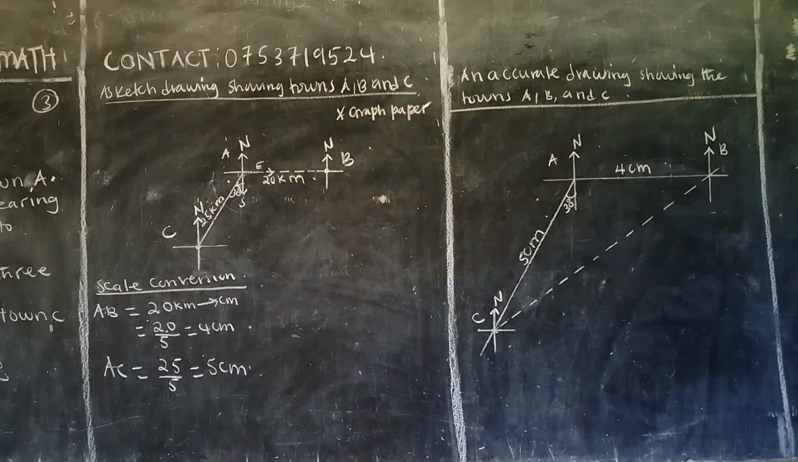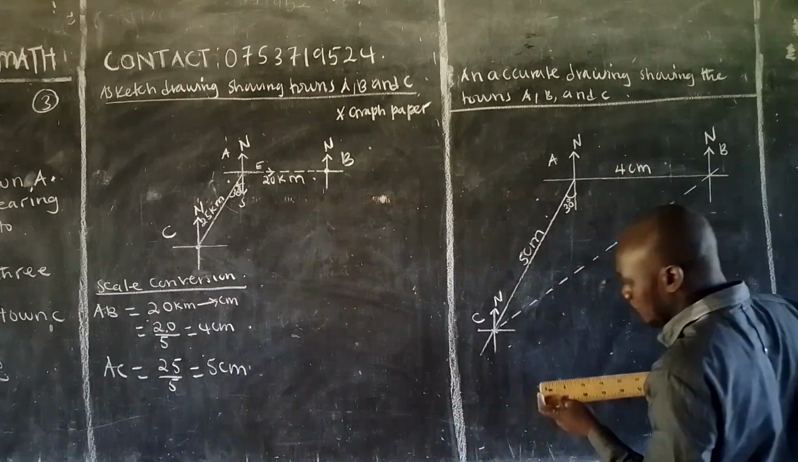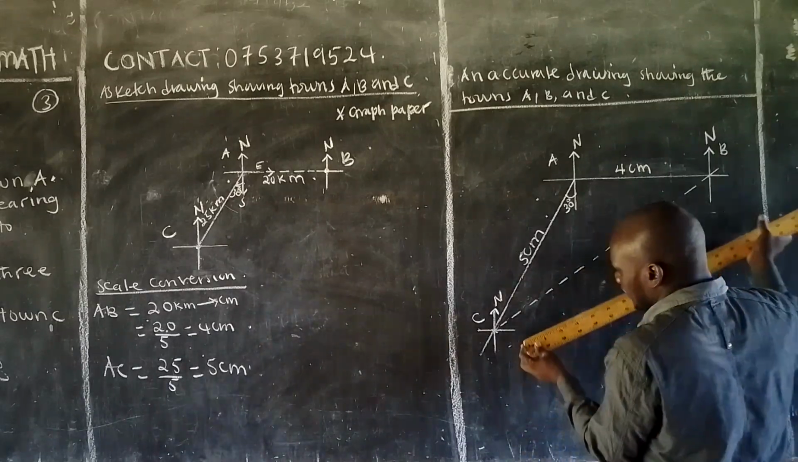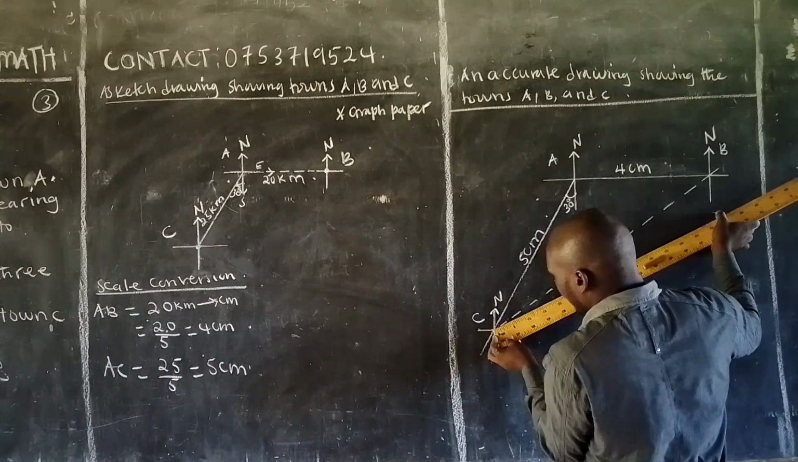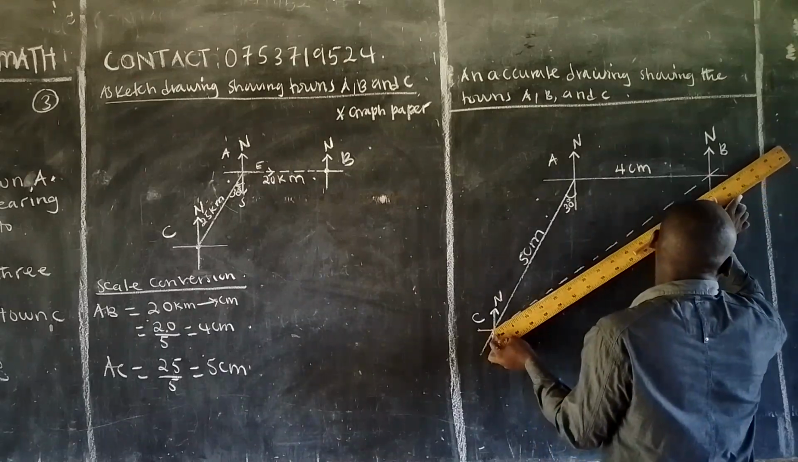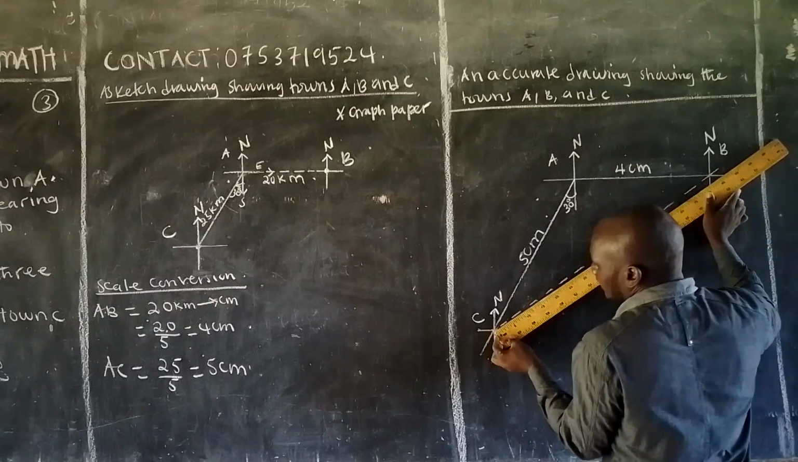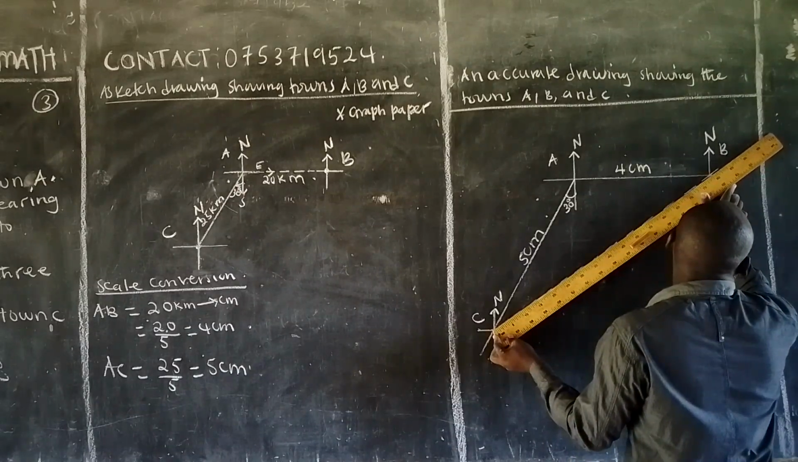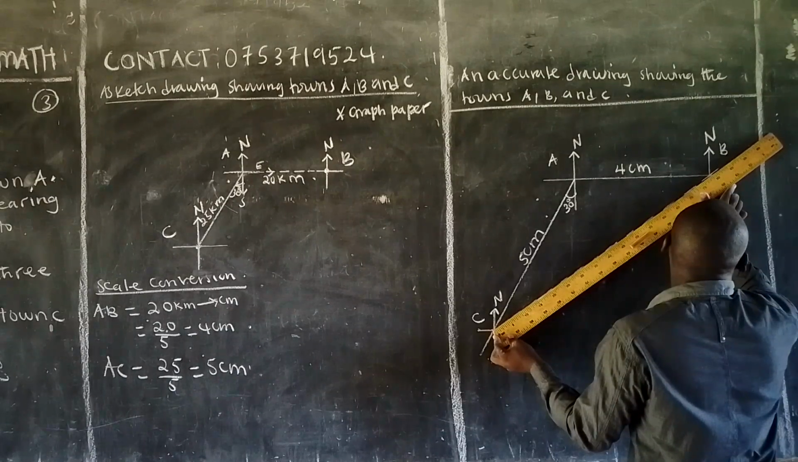Okay, so I've joined town B and town C, like that. Then let's measure. Please, you can use a divider. You put them, then you transfer on your ruler, or you can just go direct. So measuring from here, this is 0 up to somewhere here. It's some 7.8.